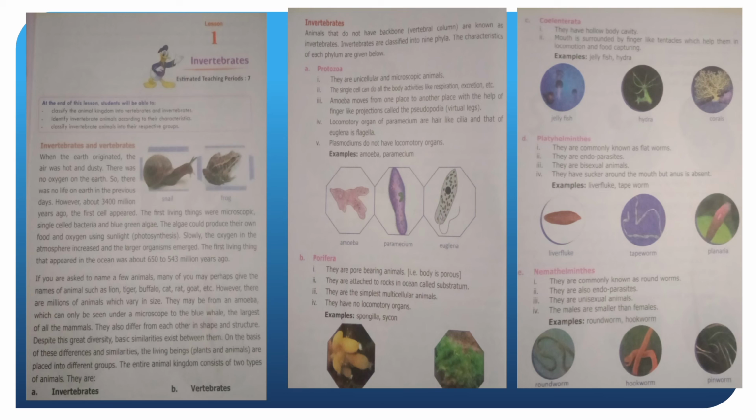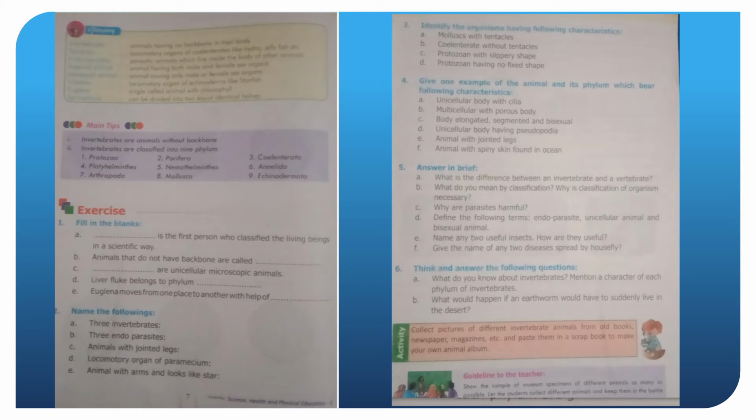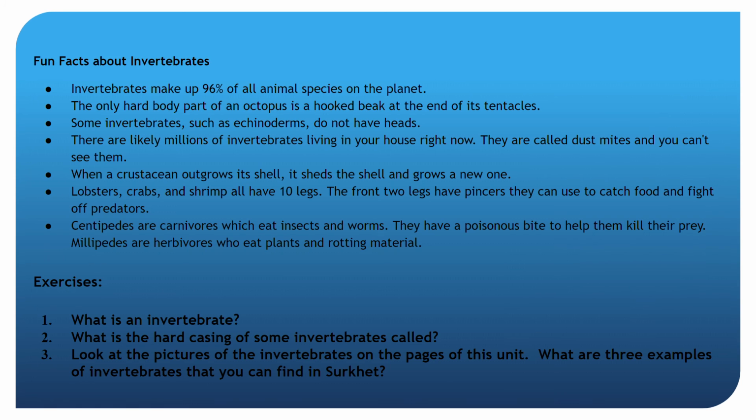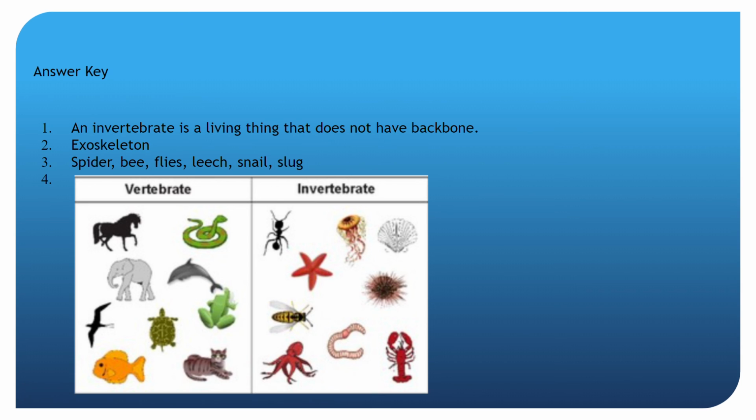So here we have these pictures, and they're looking through. We can see, once we get to the other page, we can say earthworms, leech, bee, housefly, spider, slug, snail. Those are what we might find in Sirket. So if they write any 3 of those, that's great. And then the last thing, just as a fun little game with pictures, I said circle the living things that you think are the invertebrates. So again, I said, do you think? So they're just kind of getting started with the idea. If they know invertebrates do not have backbones, which do they think don't have backbones? And then finally, I have the answer key to those questions.